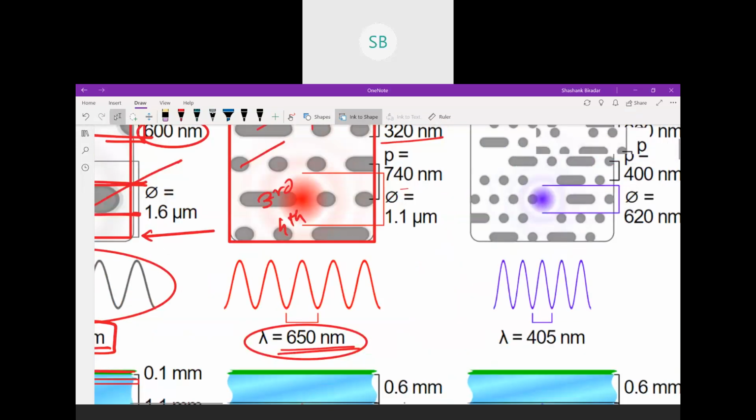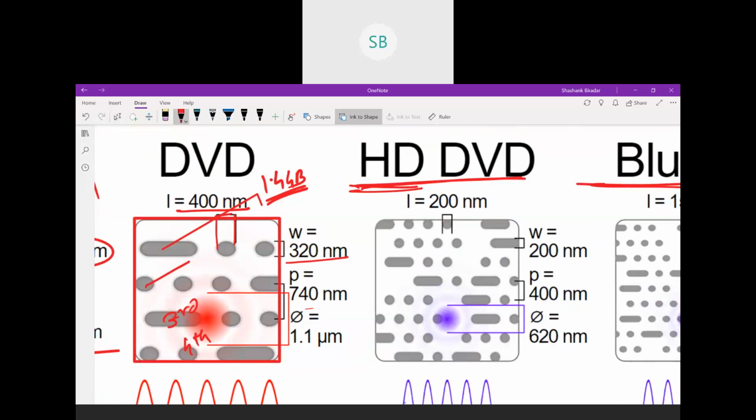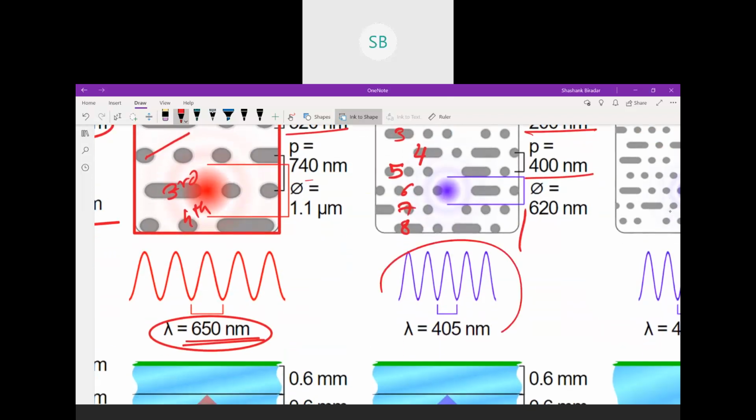Then again, if you compare HD DVD with respect to DVD, here first, second, third, fourth, fifth, sixth, seventh, and eighth. Again, these lines are doubled as far as HD DVD is concerned. Hope you got the concept, right? So here the inter-track distance is this much, the width is this much, the length is this much, and the wavelength used is 405 nanometers.